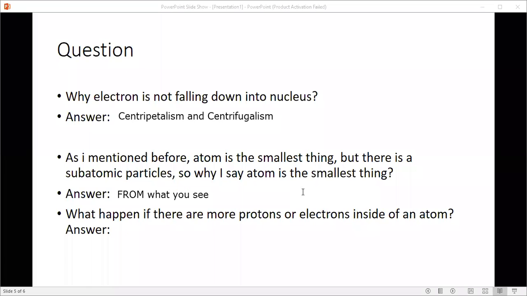Okay, so the answer to whether atom is the smallest thing depends on what you look from. If you see from physics, the smallest thing is subatomic particles or quark because physically they are the smallest thing, but in chemistry, the smallest thing is an atom. Okay, we will continue to another question. What happens if there are more protons or electrons instead of an atom?